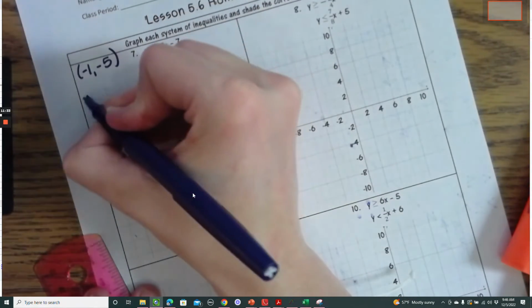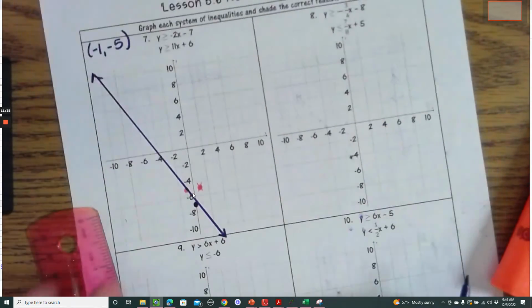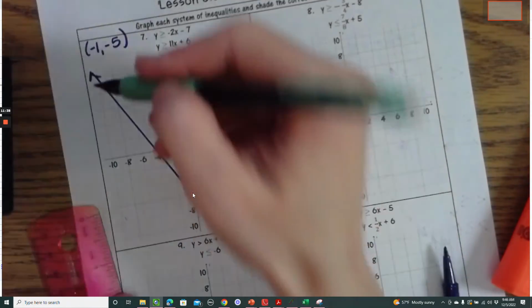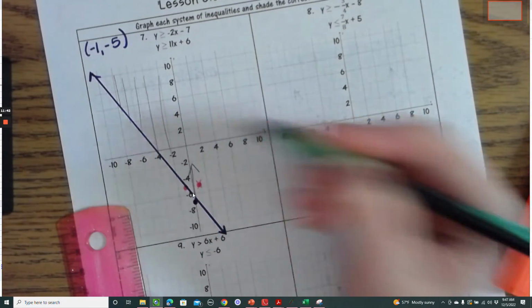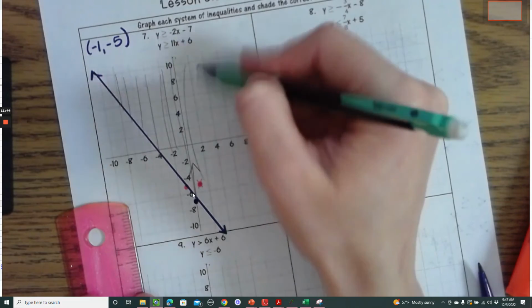Okay. And then y is greater than, which means I'm going to shade above. Find the y-intercept and shade above it. So that's all of this.